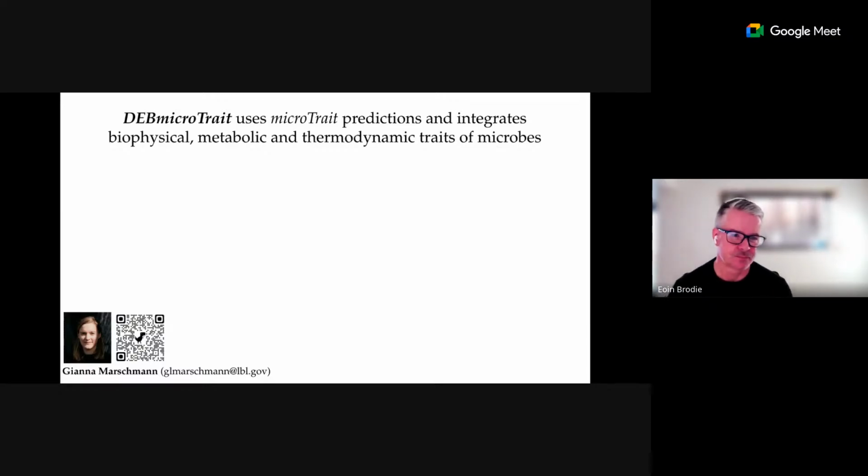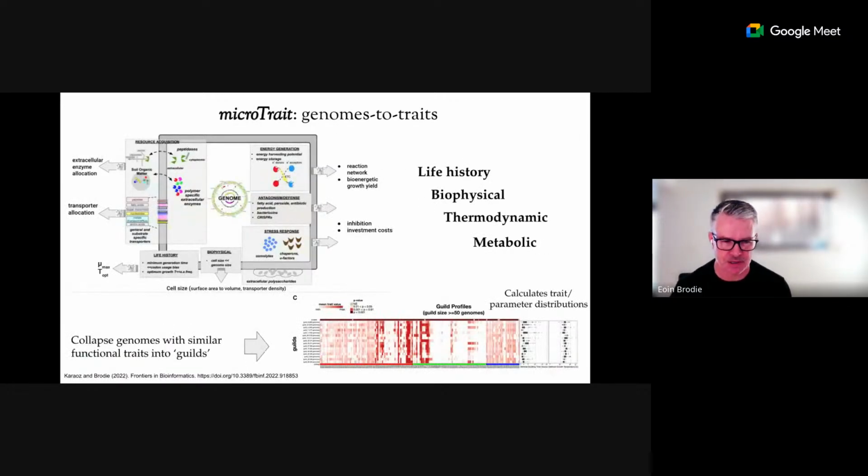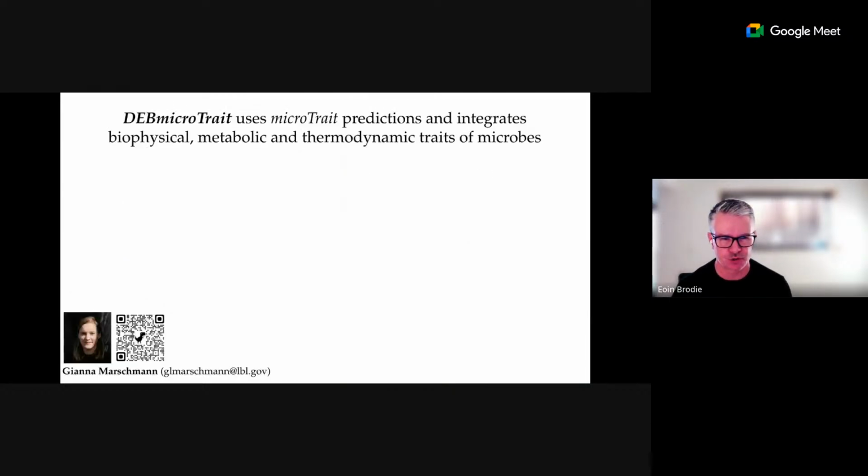Okay, great. So the next step here: we've left off by collapsing genomes into functional guilds, genomes with similar traits, and we have parameter distributions. We use another approach called DEB microdata, and this is the dynamic energy budget model. So what we're doing now is feeding this list of traits derived from microtrait into this dynamic energy budget model, and using that to predict other traits and then how those traits interact. Remember, using the whole organism perspective.